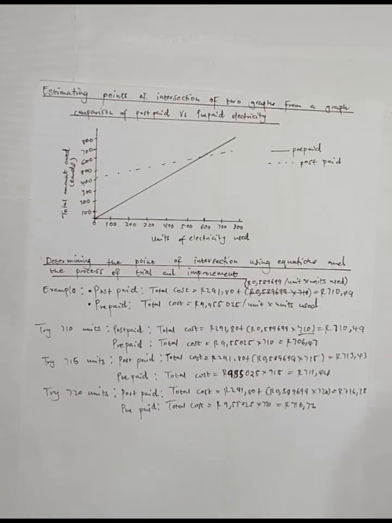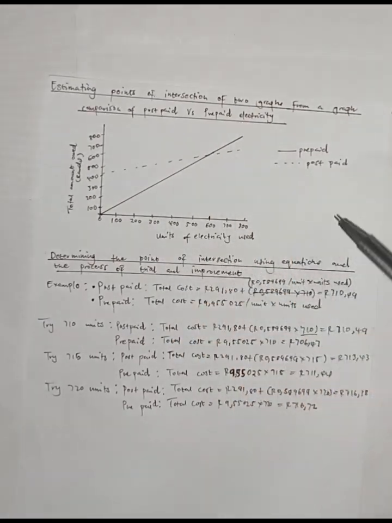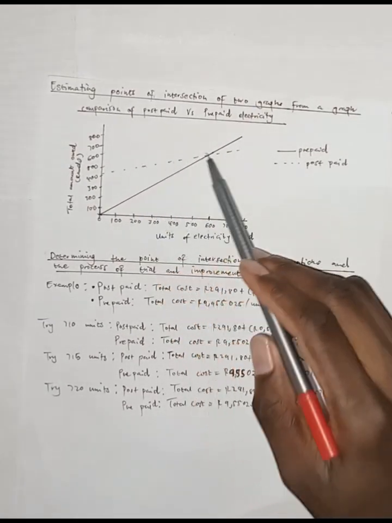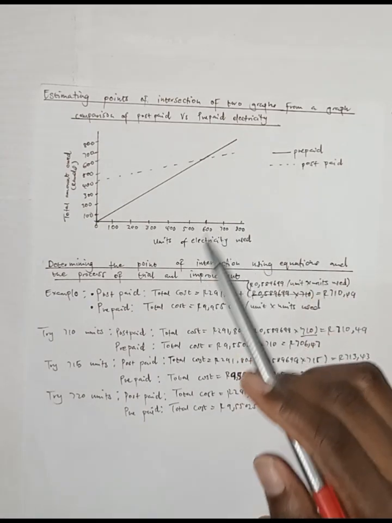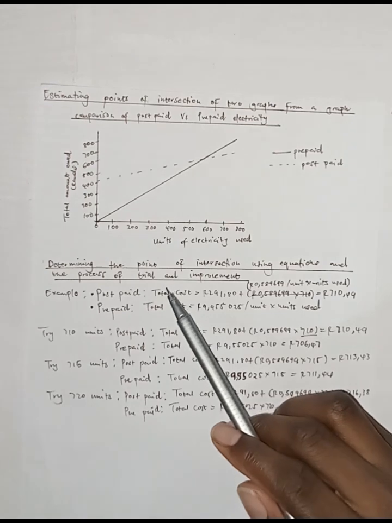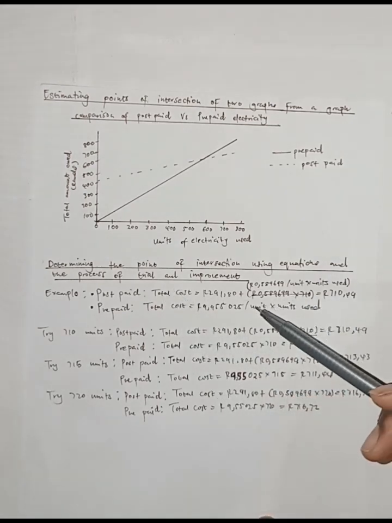So here we'll be estimating points of intersection of two graphs from a graph. Comparison of postpaid versus prepaid electricity. As you can see, the borderline is prepaid, and postpaid is represented by this dashed line. So we have our graph, and we want to determine the point of intersection using equations. We're in the process of trying it.